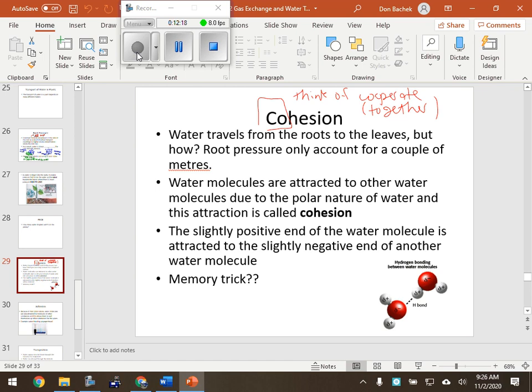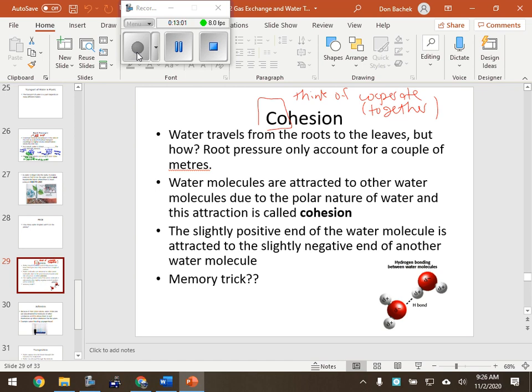Then cohesion, and we're going to talk about something else coming together. But water travels from the roots to the leaves. But how? Root pressure only accounts for a couple of meters. So basically, if we were looking at a tree, for example, I mean, this is all relative. If we're looking at a small plant, it wouldn't be this much, but you can imagine a tree. It would maybe push water up this far from the ground here to maybe there, in a fairly large tree, probably. Then that's as far as it can go with this root pressure. That's the pressure that pushes that water up, and the minerals, of course.